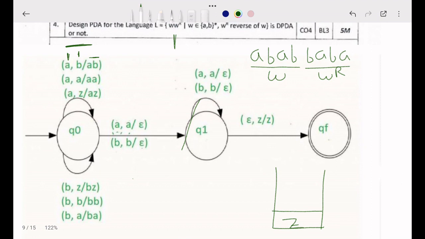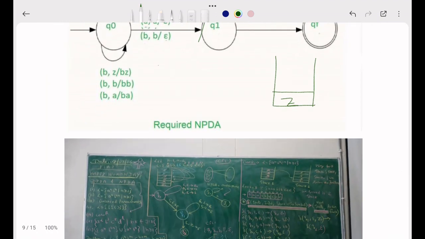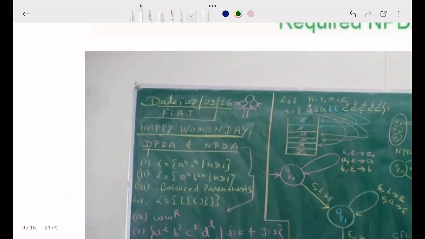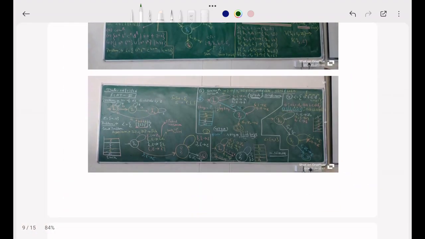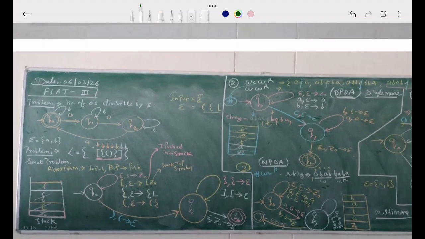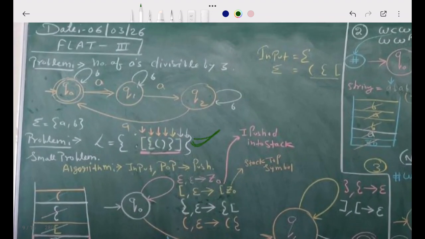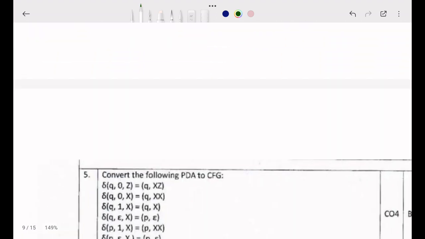So this we already explained. Also, if you see our class lecture, we explained NPDA and DPDA both. Many questions we solved during our class presentation. Maybe this time we can ask this parenthesis question. Okay, this question we can ask. This is a very important question. Now I will come to the next question.